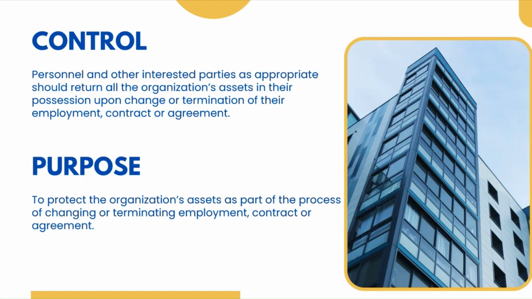Let's see what the control says. The control clearly says personnel and other interested parties. That means whether it is the employee or any third party, whoever is the interested party. Sometimes you give assets to your third parties also, you give assets to your clients as well. Whoever it is, if that person is working for your organization, then you have to make sure that this control is applied to that particular person.